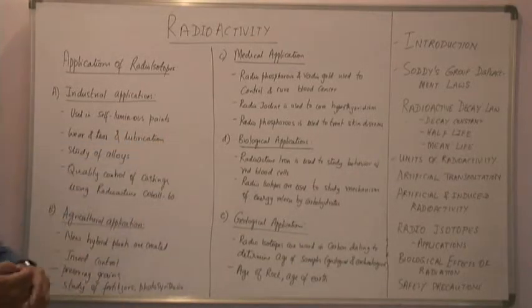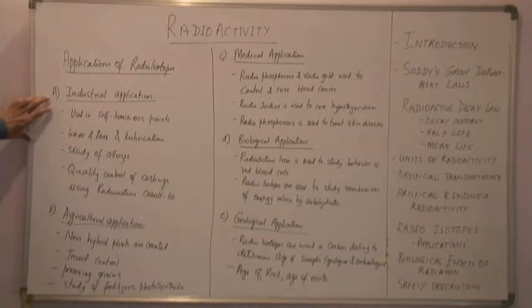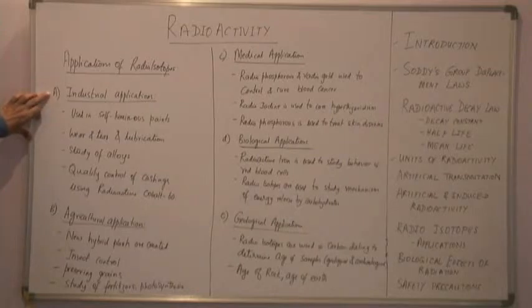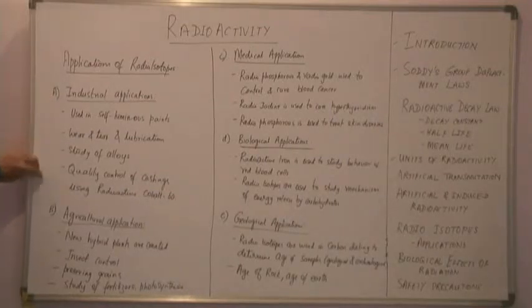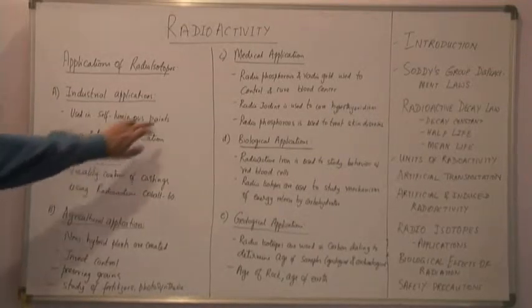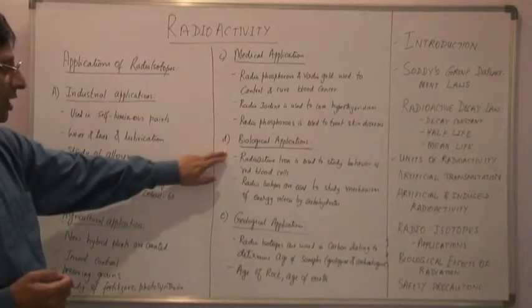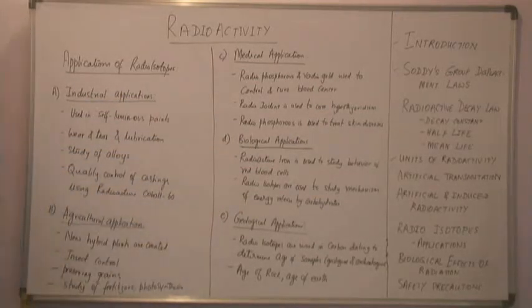So these are some of the applications of radioisotopes. They are broadly classified, as I mentioned earlier, into five categories: industrial application, agricultural application, medical application, biological application and geological application.